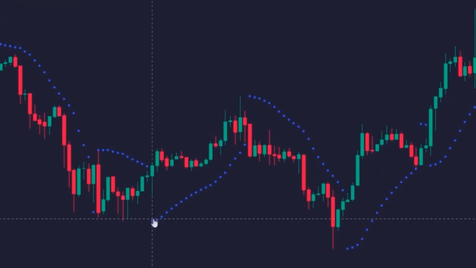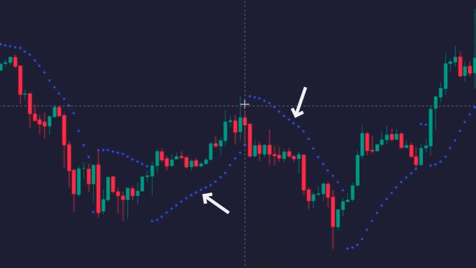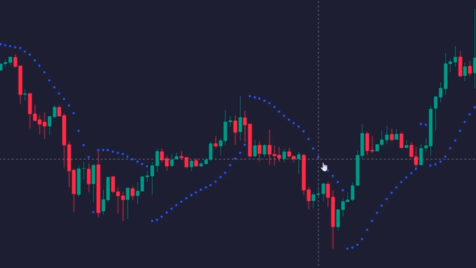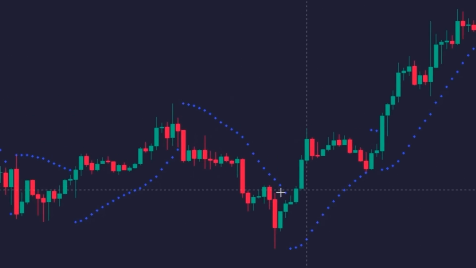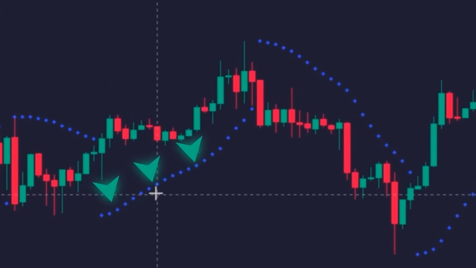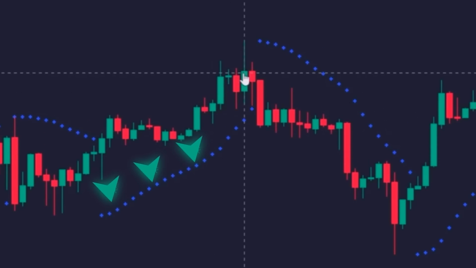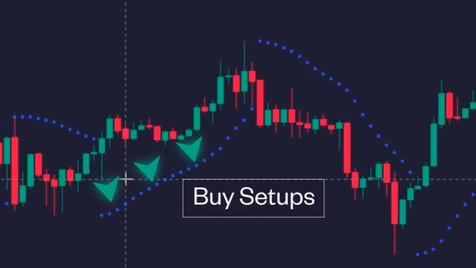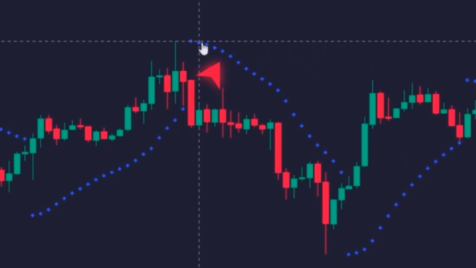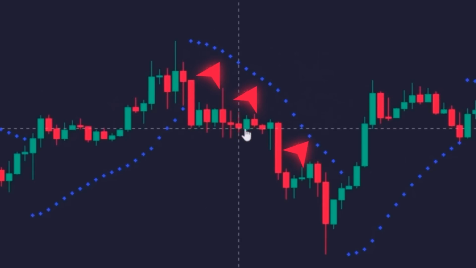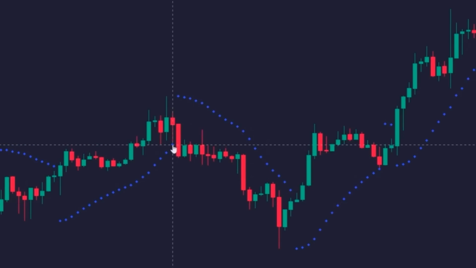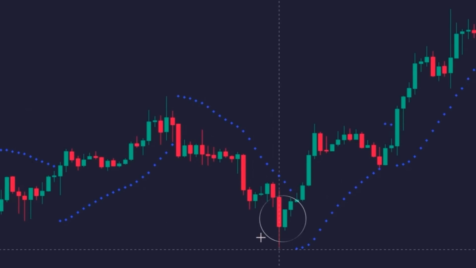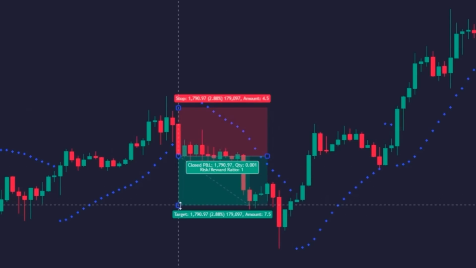The indicator follows price action with a series of dots that trail the price and flip sides when the trend changes. Here's how it works. When the dots are below the price, it signals a bullish trend and possible buy setups. When the dots flip above the price, it signals a bearish trend and possible sell setups. And so, every time the price crosses the dots, the trend is assumed to have reversed.